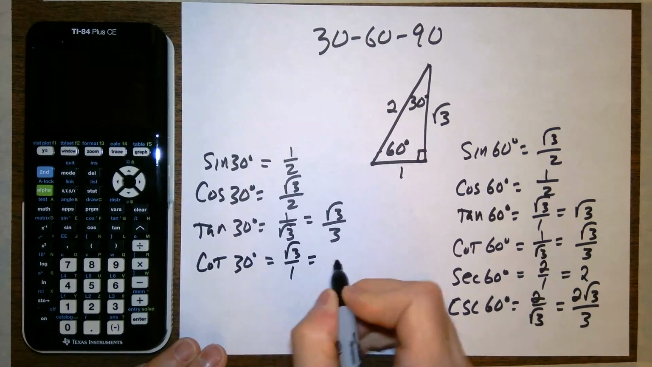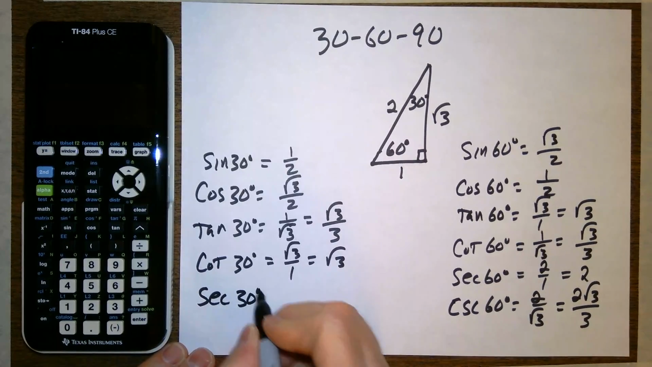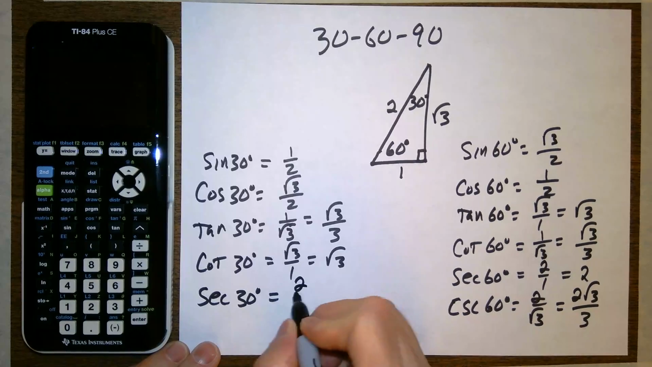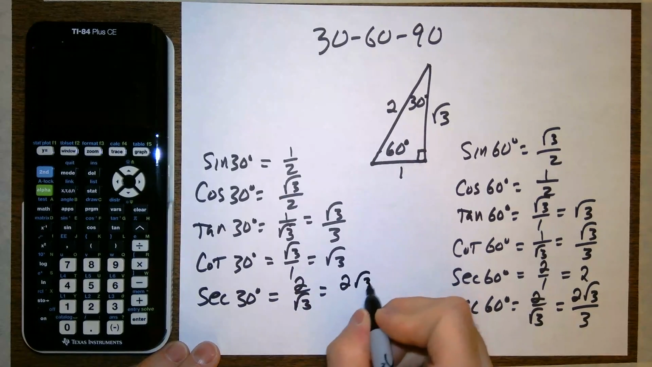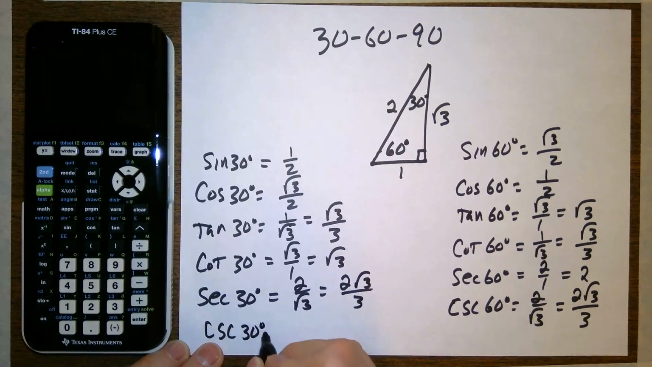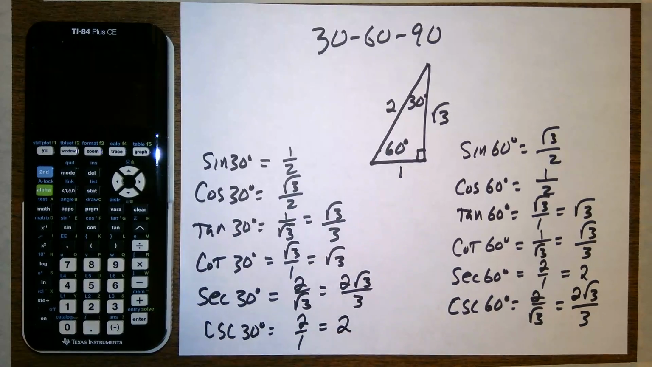So root 3 over 1, which is just root 3. The secant of 30 degrees is going to be the reciprocal of cosine, 2 over root 3. Rationalize the denominator, 2 root 3 over 3. And then finally, the cosecant of 30 degrees is going to be 2 over 1, which is just 2.